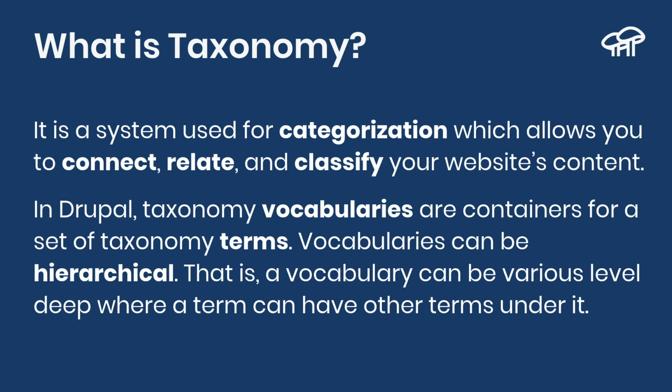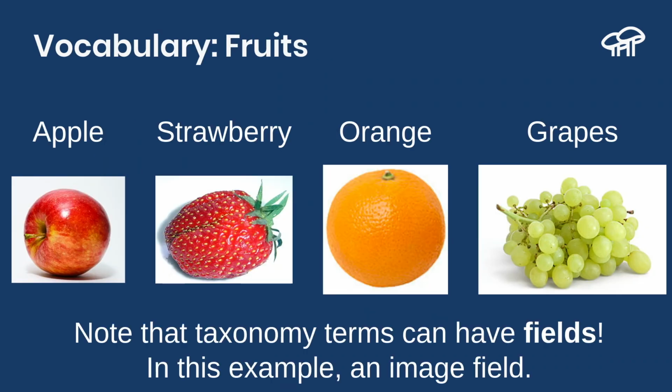Vocabulary is just a container, and terms are the specific elements. For example, if you have a vocabulary called fruits, the vocabulary is just the name, and the terms are apple, strawberry, orange, and grapes. So you have 4 taxonomy terms in one taxonomy vocabulary. Similar to nodes and blocks, vocabularies can also have fields. In this case, I added an image field so that in addition to having the title of the term, I also have an image associated with it.